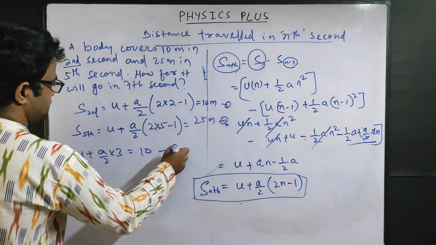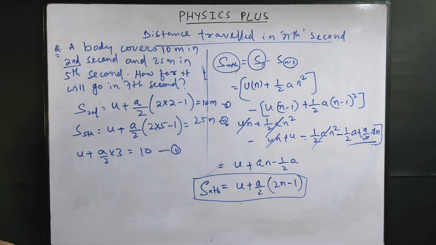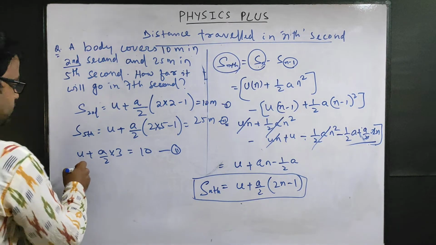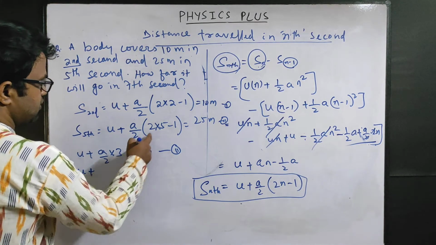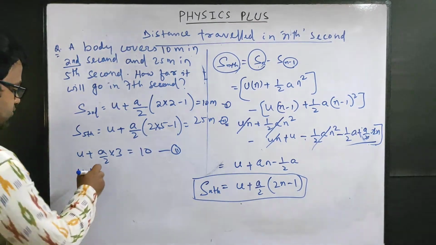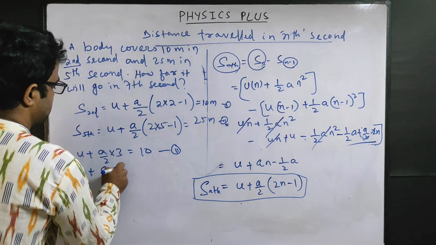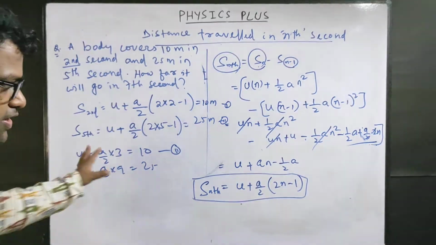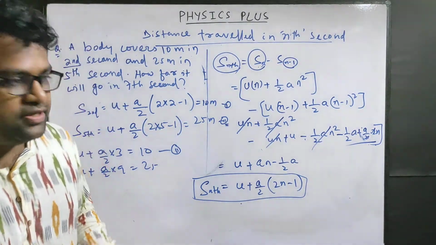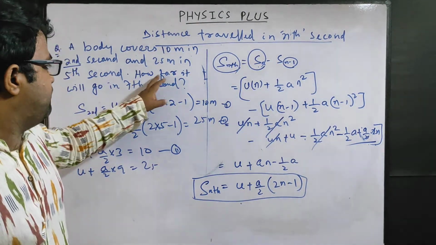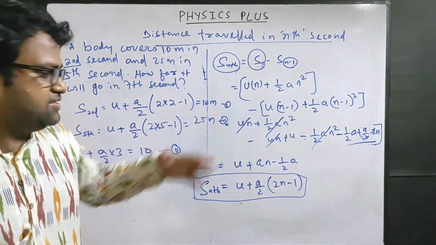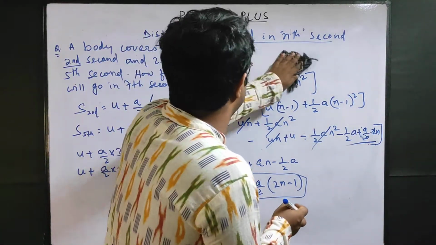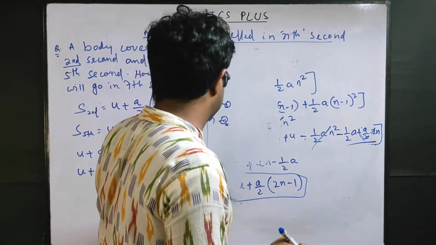This is one equation, and the second equation is u plus a by 2 into (10 minus 1), that is 9, equal to 25. Once we get u and a, we can find the answer easily. The question is how far it will go in 7 seconds. That means we can find s seventh easily, right? This is our target.